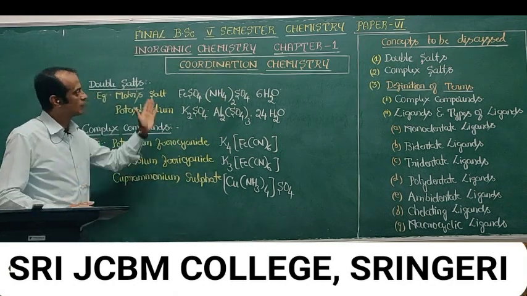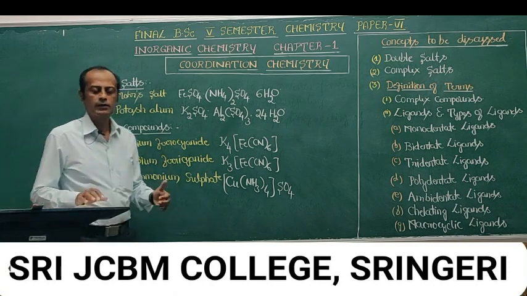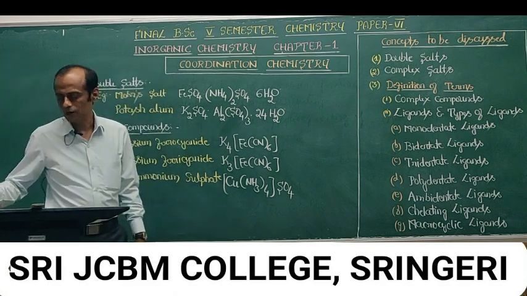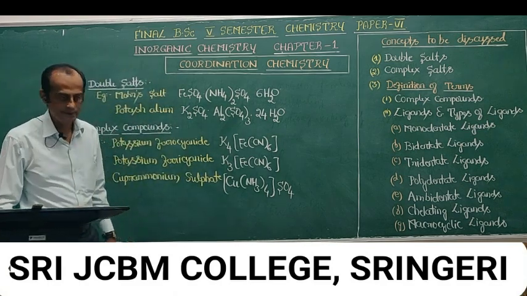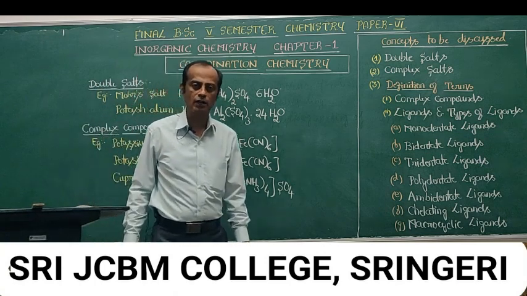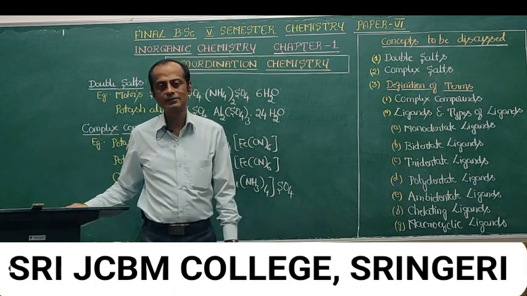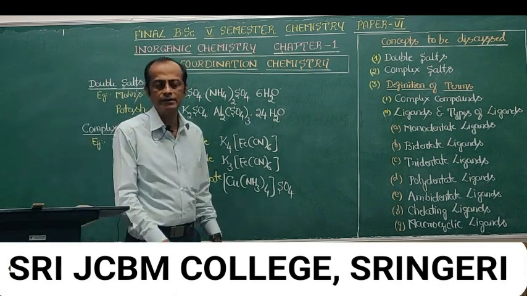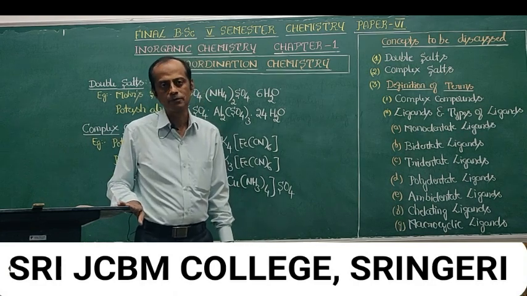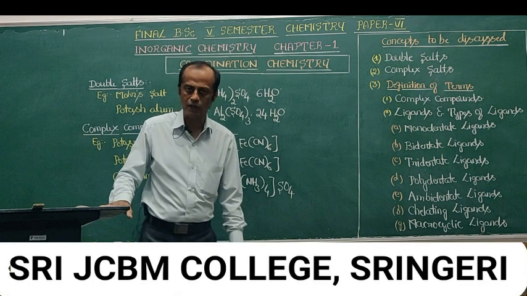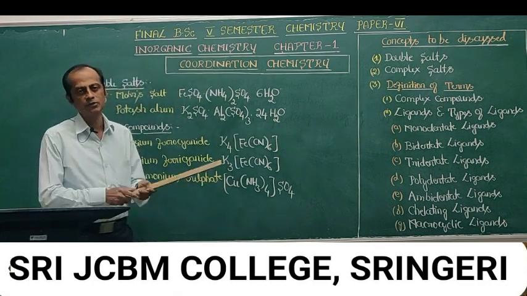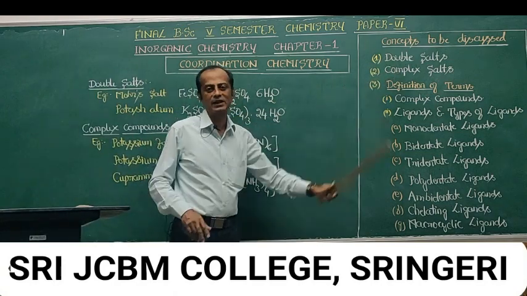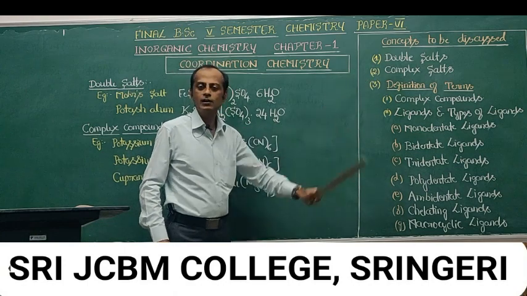In order to understand what is a coordination compound, first of all, we have to consider molecular addition compounds. A molecular addition compound is a compound which is formed by mixing equimolar proportion of two simple salts, and the solution is subjected to evaporation and the resulting solid form is a molecular addition compound. And in molecular addition compounds, there are two types: one is double salts and another one is complex salts.